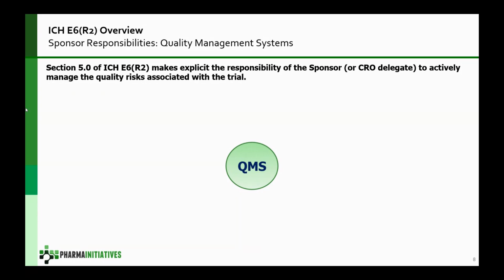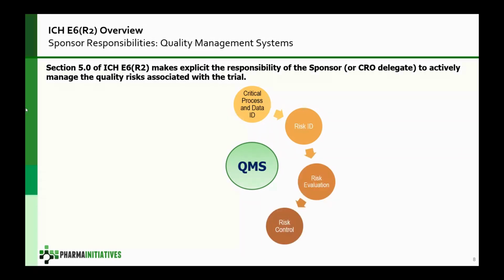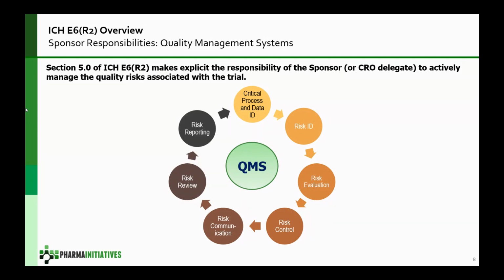So broadly speaking, they just lay out 7 elements of quality management systems that are required in this definition. So it's the identification of critical processes and data, the identification of risks, the evaluation of those risks, the control, how those risks are going to be controlled, how risks are going to be communicated, how risks are going to be reviewed, and reviewed is a tough term here, I think it's more like managed, and reported. And then the fact that the process has to be an ongoing loop. So there's a lot of elements here.